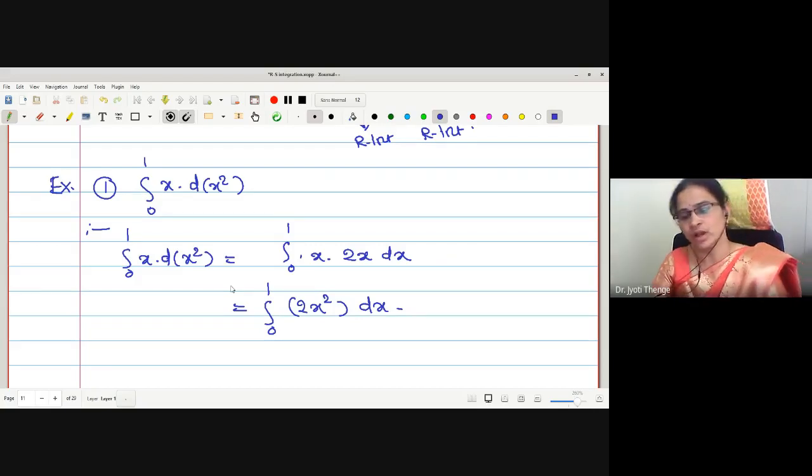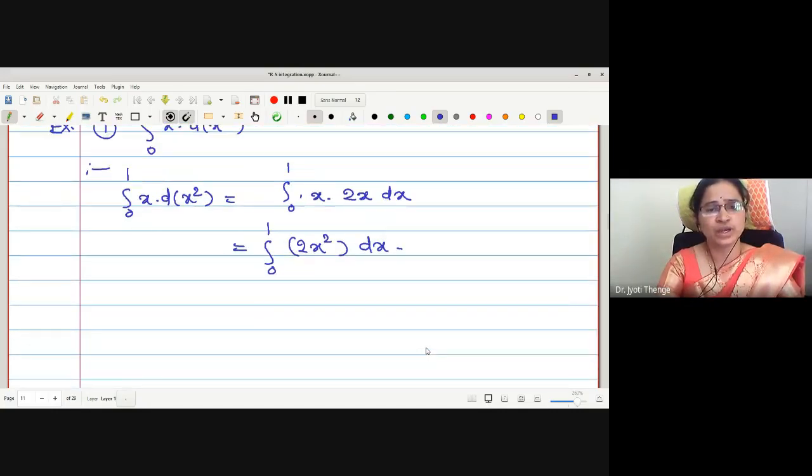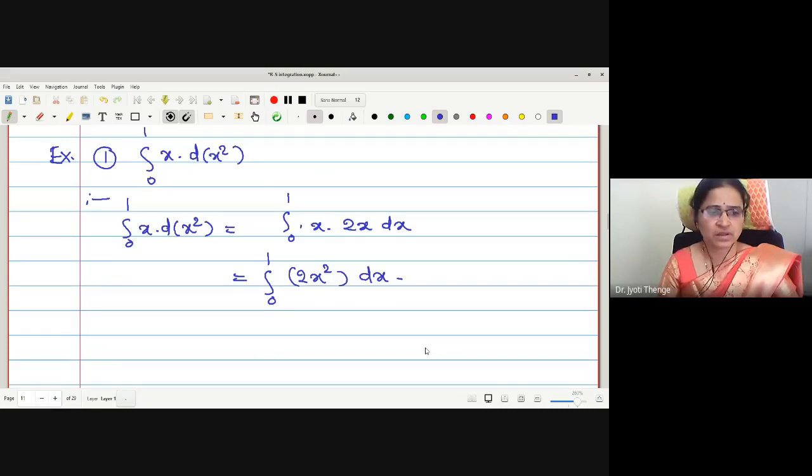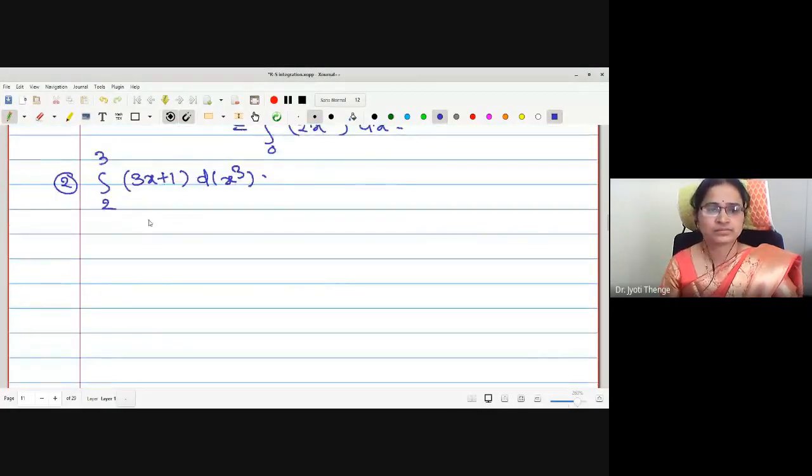Now our chapter Riemann-Stieltjes integration completes. You can solve one or two more examples. Let me show one more example: the integral from 2 to 3 of (3x plus 1) d of x cube. What will be the value then? Here d of x cube is 3x square dx. Let me write the integrand first.